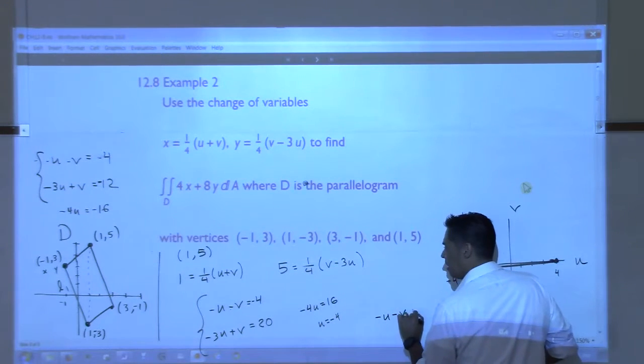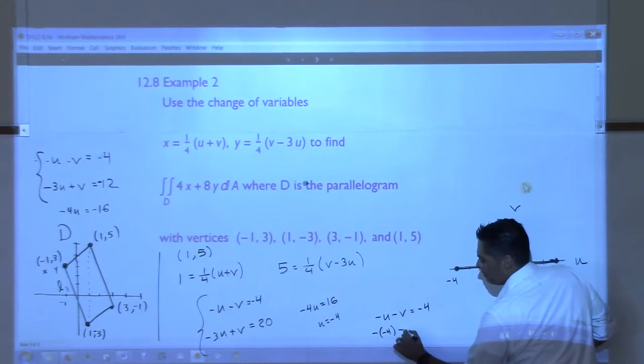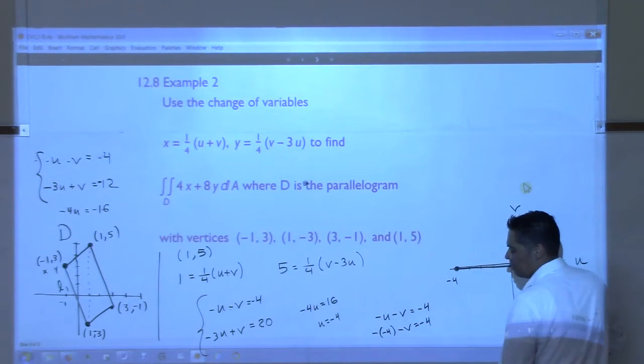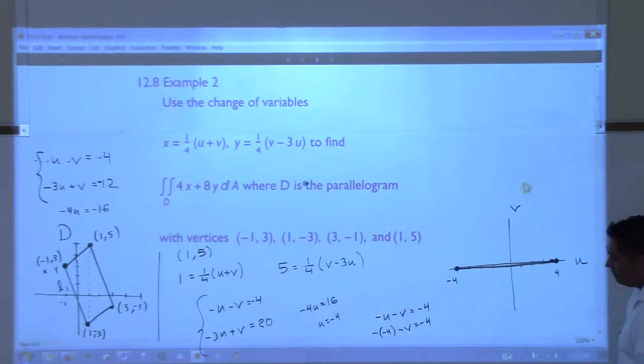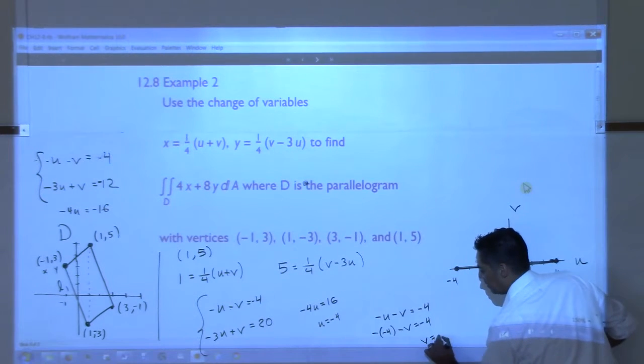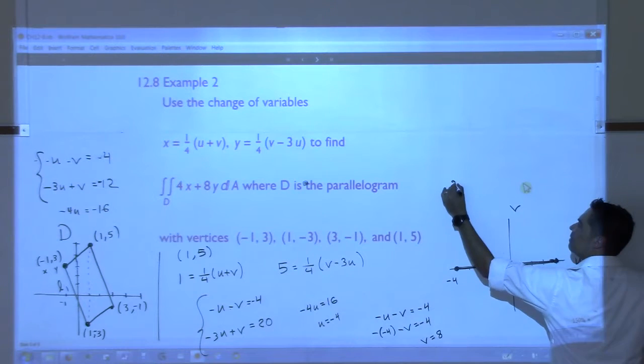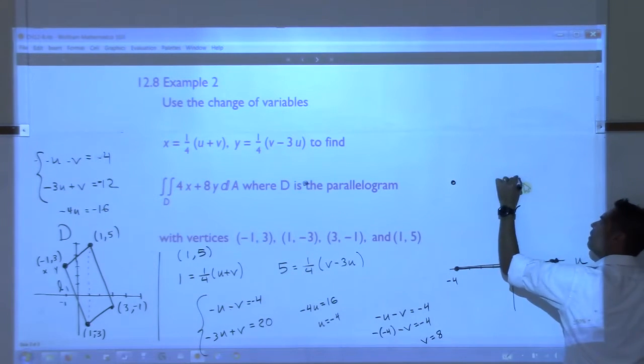-u minus v equals -4. If u is -4, it's -4 minus v equals negative 4. So v is 8. You wind up getting v is 8. What was u? U is negative 4. V is 8. So u is negative 4. V is 8. With me?